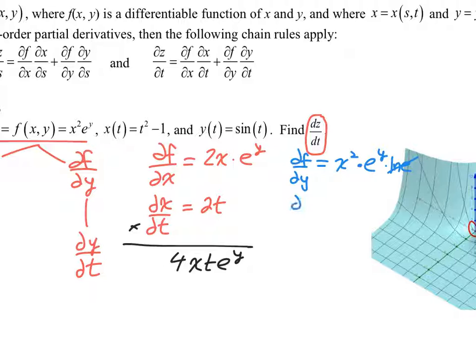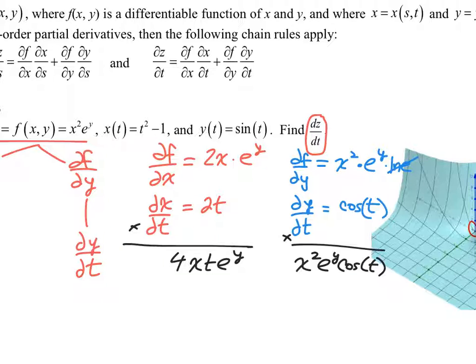And then the partial of y with respect to t, which is going to be cosine of t. Multiply those two things together. And, you know, it's going to look ugly, but we'll take it. We're going to have x squared e to the y cosine of t. Add those two together, and that's your derivative of z with respect to t.